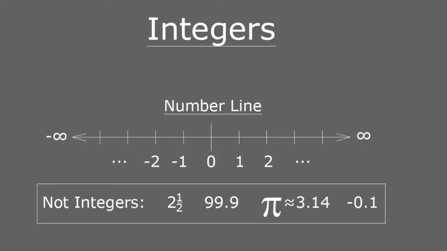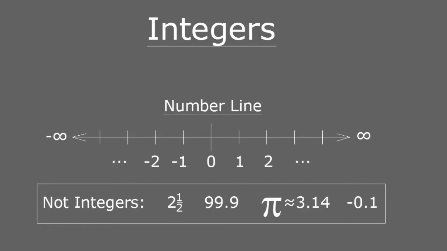Integers are numbers that do not contain a fractional part. Integers include the positive numbers, the negative numbers, and also the number 0. Sometimes the best way to describe a concept is to say what it is not. So let's look at a few numbers that are not integers.